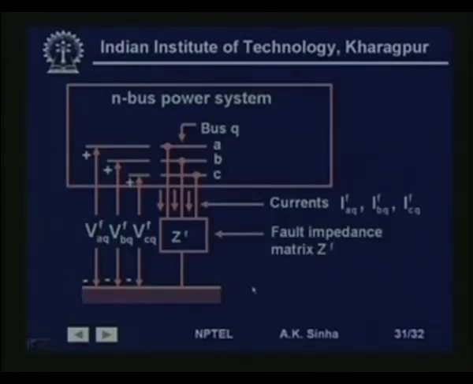If you see the system, we can define this as an n bus power system in which we have taken this bus Q at which the fault has occurred. The fault impedance is ZF, and the ABC phase voltages are shown here for the bus Q.